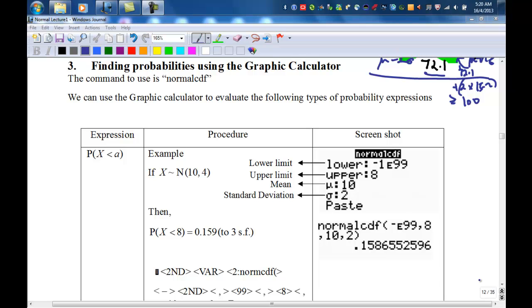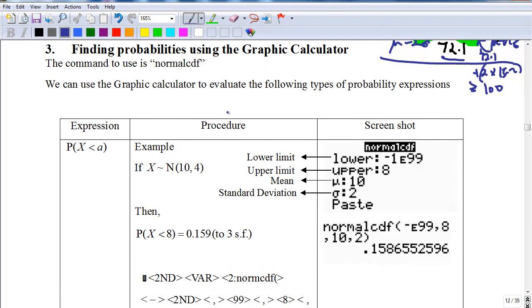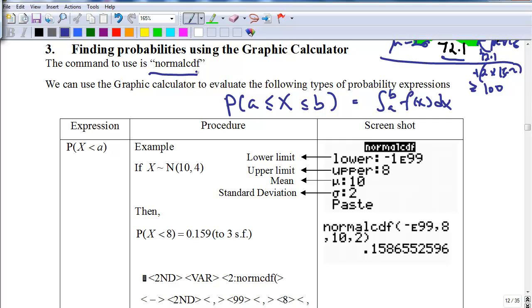Now in this new section, we will learn how to use the GC to calculate probabilities. Remember, earlier on we talked about the probability of X between A and B. How to find this probability? We will have to use the GC to find area. Instead of using the integration function, your GC actually has, just like binomial and Poisson distribution, this normal CDF that is built into your GC for you to calculate this probability.